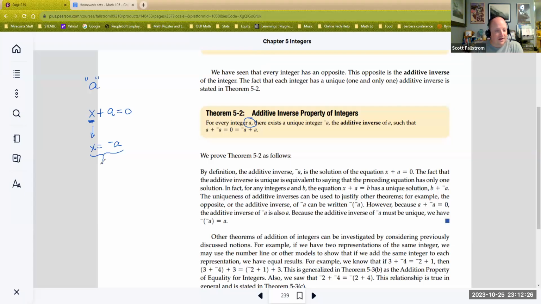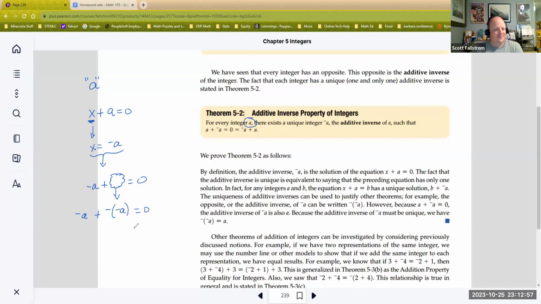But this number down here, negative a, it's an integer. You must be able to add something to it to get back to 0. And the thing that you would add to it must be the opposite. So again, let's take a look what that means. It means the opposite of the opposite of a plus the opposite of a has to give me 0.